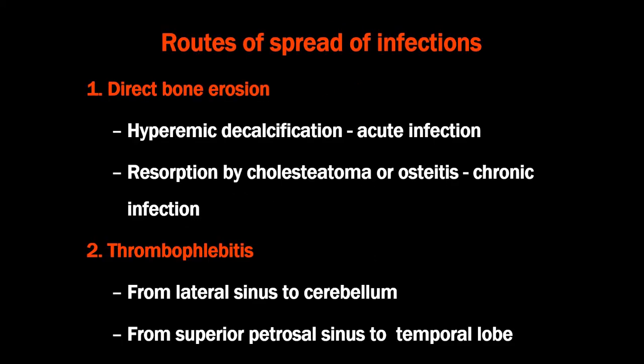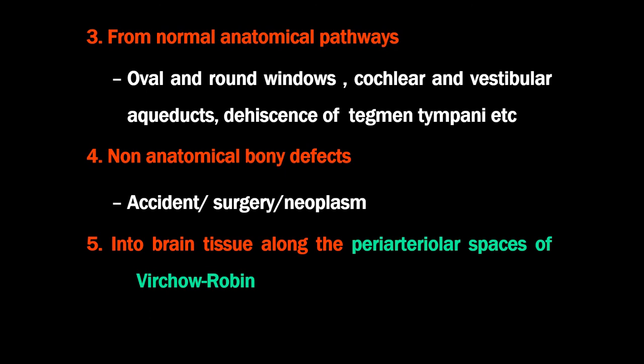What are the routes of spread of infection? First is direct bone erosion, either by hyperemic decalcification in acute stages or resorption by cholesteatoma or osteitis in chronic infections. Next is thrombophlebitis, either from the lateral sinus to the cerebellum, that is, through the vascular route, we'll come to it later on, or from the superior petrosal sinus to the temporal lobe. Third is through normal anatomical pathways like the oval and round windows.